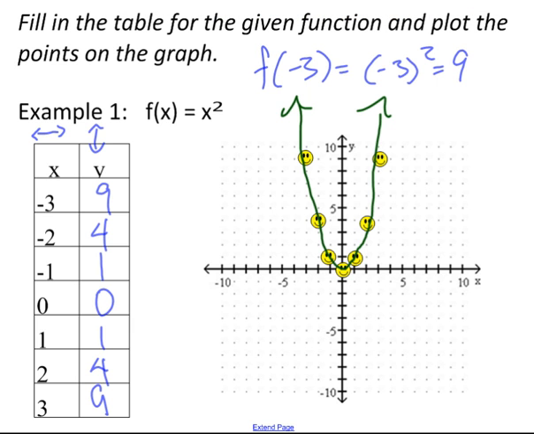So what we're going to do now for the rest of these is see how we're going to take this basic graph and slide it around. We're going to slide it left and right, we're going to slide it up and down. We're even going to take a look at what it looks like when we flip it over.